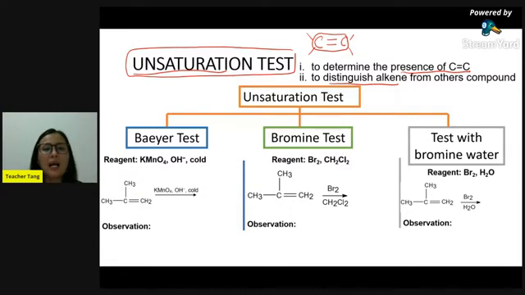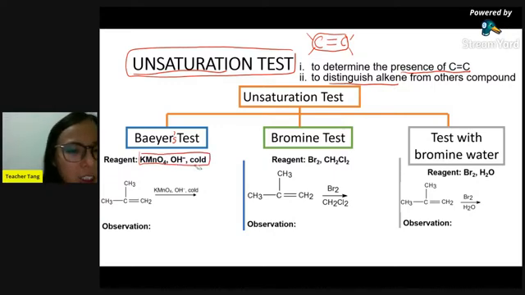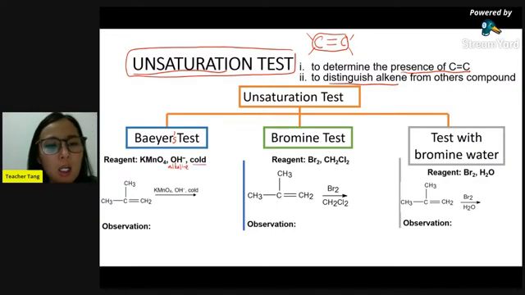So how many unsaturation tests can we do? There are three. The first one, Bayer's test. The second, bromine test, and the third one is the test with bromine water. Please make a correction, because the scientist is Bayer, so Bayer's test. For Bayer's test, the reagent used is KMnO4, but in alkaline condition, and you do it in cold condition.